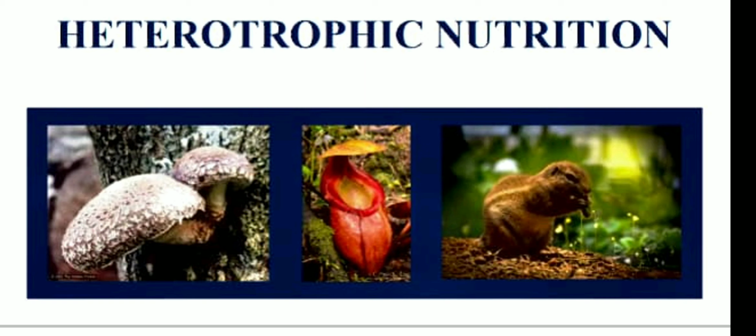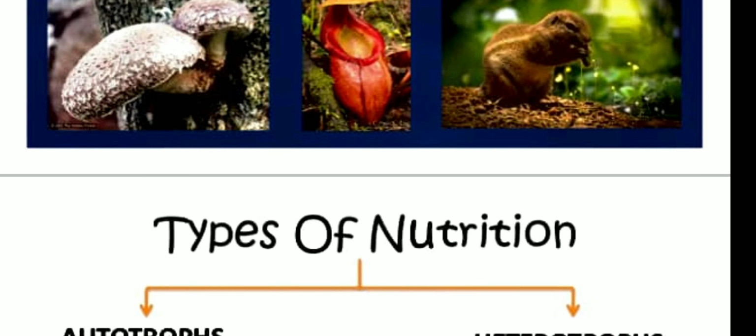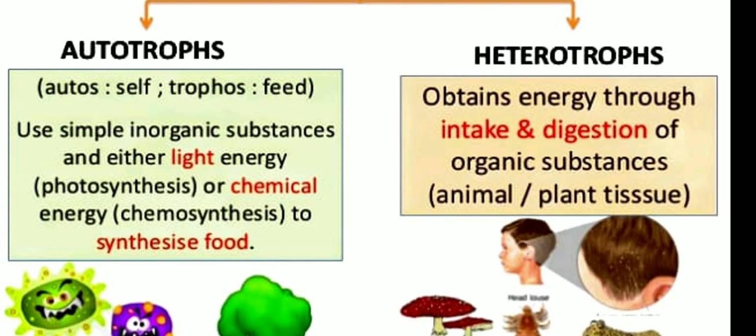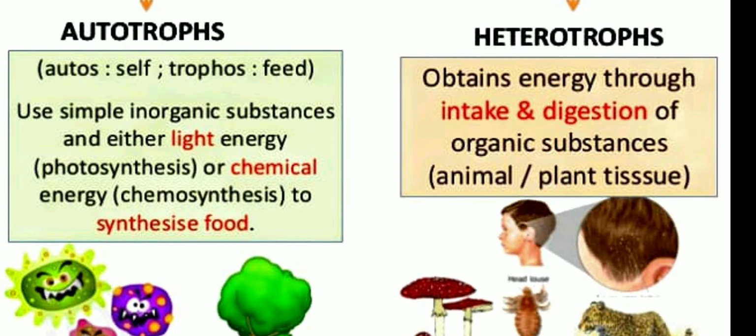Heterotrophs are animals, humans, parasites and fungus. Okay, now there is a difference between them. Auto means self and trophs means feed.